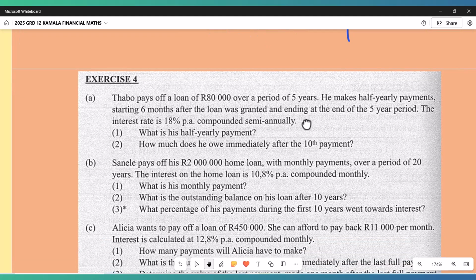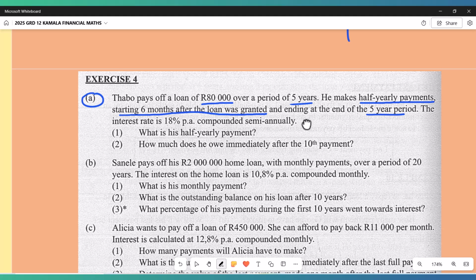Alright, now they say here exercise 4, we're saying that Tabo pays off a loan of 80,000 rands over a 5 year period. He makes half yearly payments, starting 6 months after the loan was granted and ending at the end of the 5-year period. So nothing was missed out, né?